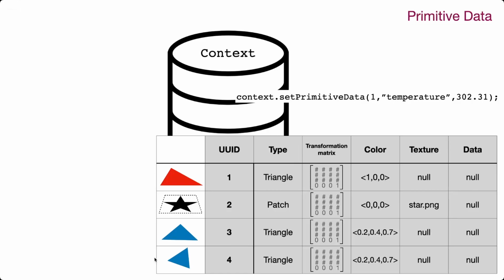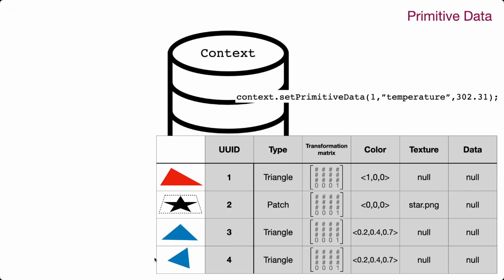Typically, the goal of a Helios simulation is to compute various values. So for example, we may want to compute the temperature field or radiated fluxes for these different primitives. Those computed or input values are stored as primitive data, and it's essentially a data field associated with each one of these records, which again is based on the individual primitive.